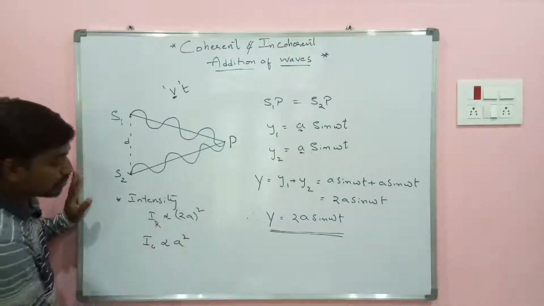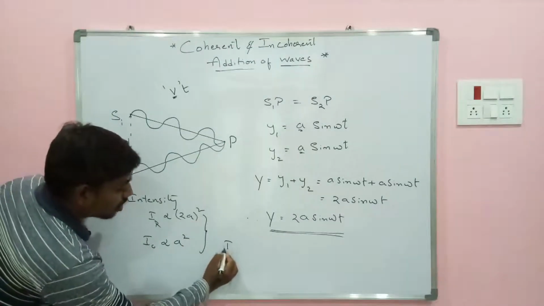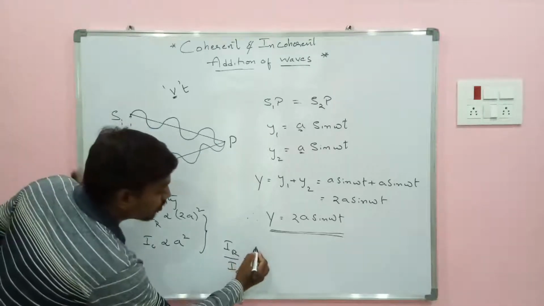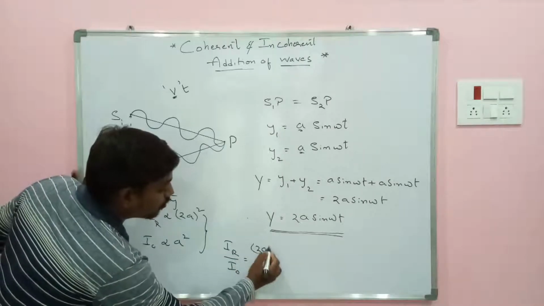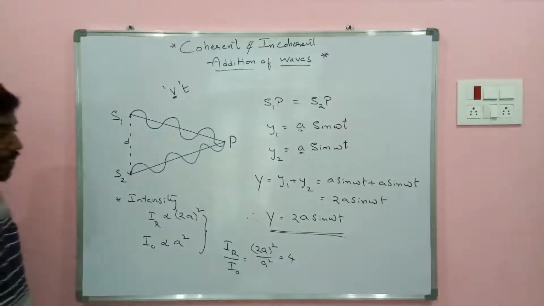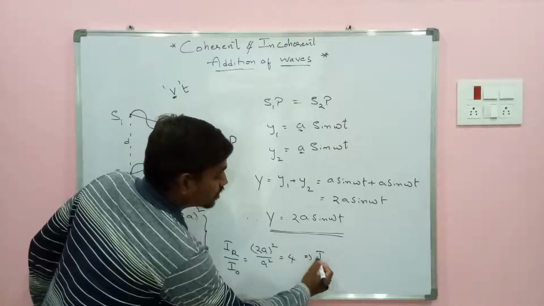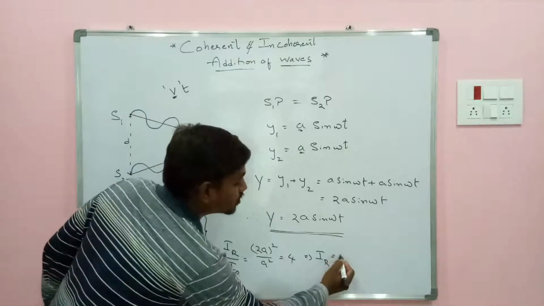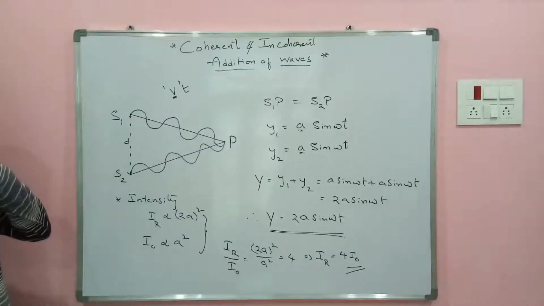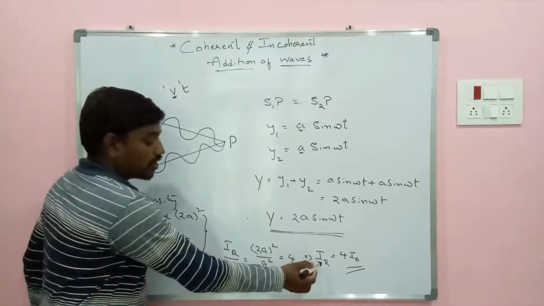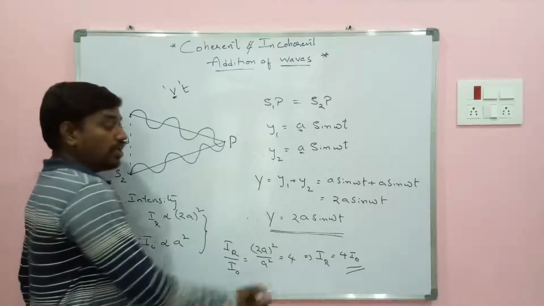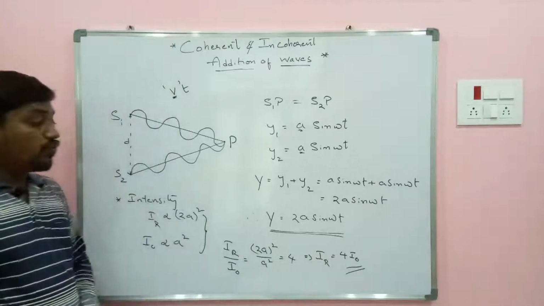Now dividing these two, I will be getting IR by I naught equal to 2A whole square by A square, which is 4. That is, the resultant intensity IR equals 4 I naught. So this is the condition when the waves interfere constructively: the intensity of the wave increases to 4 times.